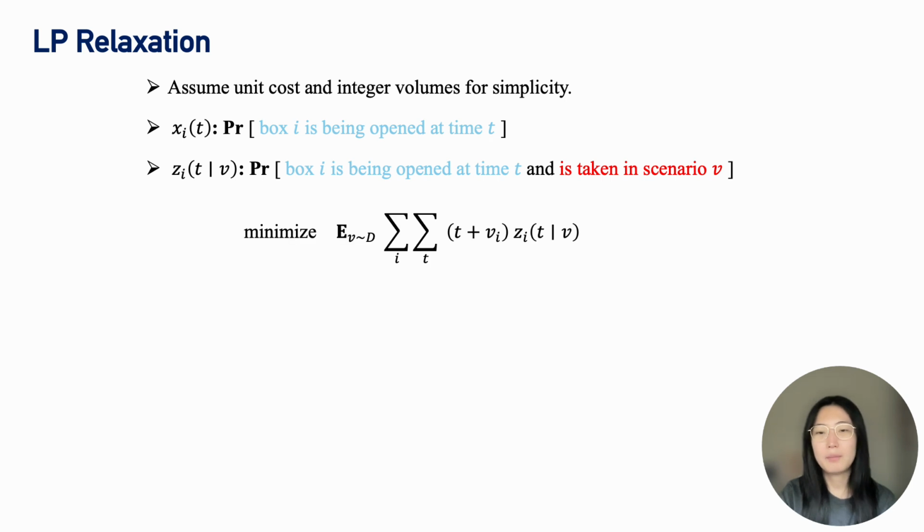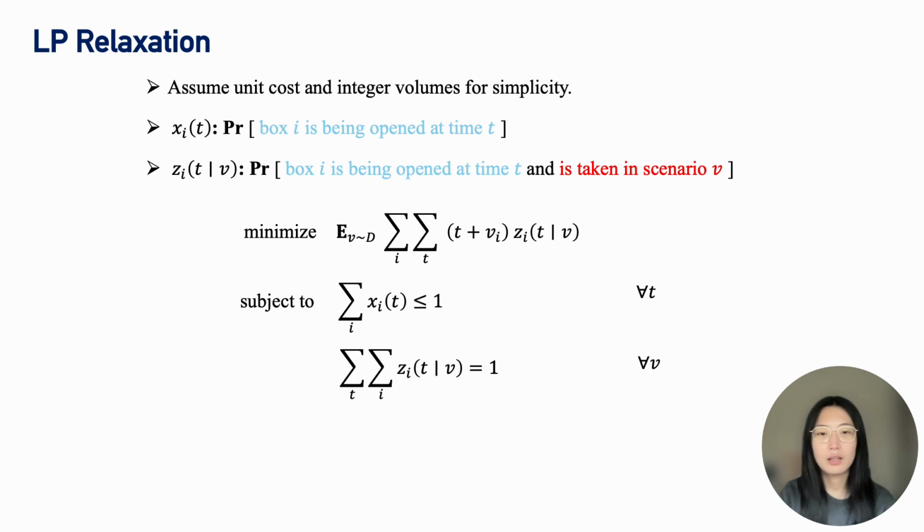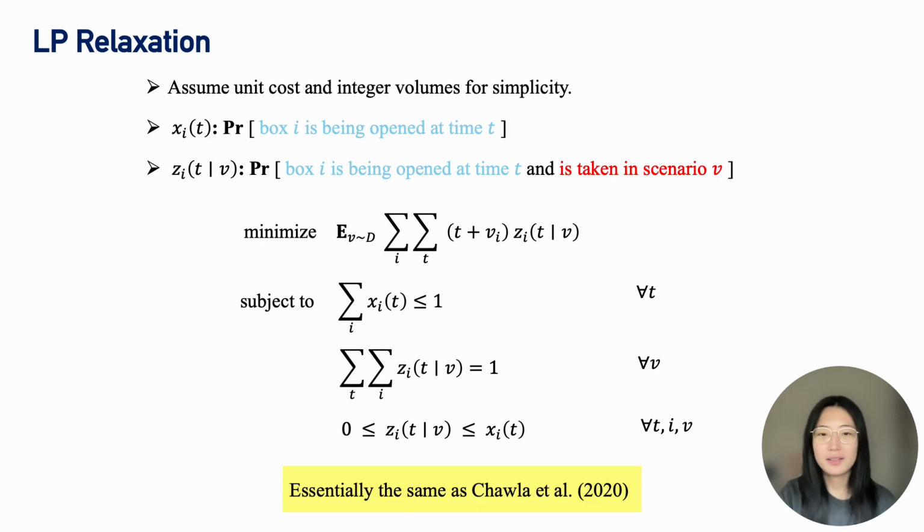Because in this formulation, we suppose that the algorithm can always stop optimally. So if box i is being opened at time t and it is taken in scenario v, the total opening cost is simply t and the taken volume is v_i. And this formulates the objective. The first constraint says that we can open at most 1 box at a time. And the second constraint means that exactly 1 box is taken in each scenario. The last constraint says that we can only take an open box. This formulation is essentially the same as the one used by Chawla et al. in 2020.